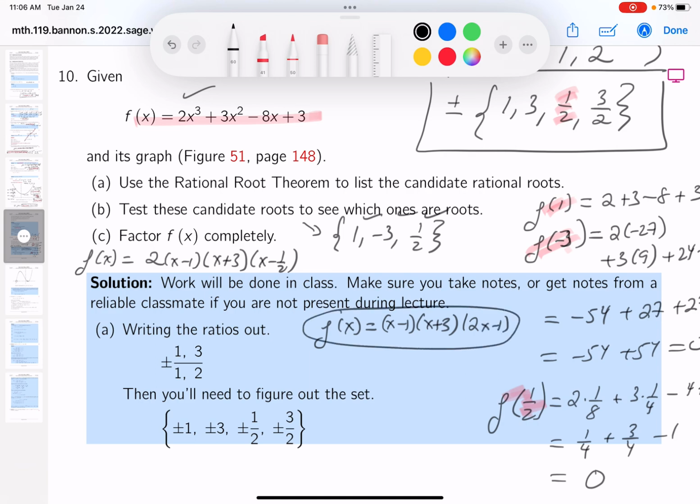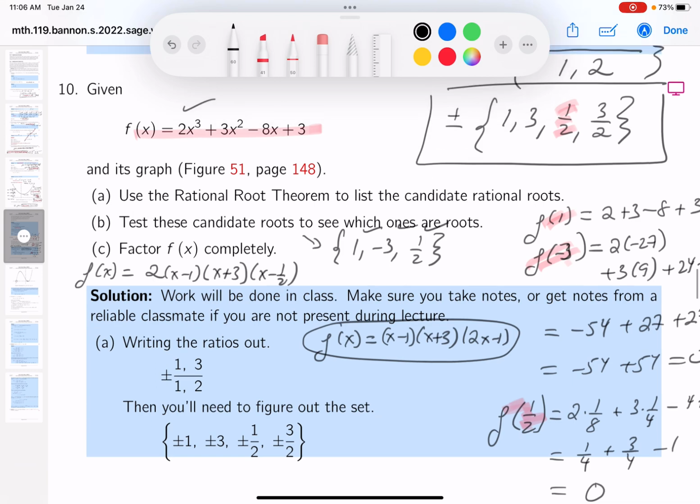Let's take a look at the key, see how we're doing. Was I able to write these down? Whoops, sorry about that. For part A, I was. They're right over here. Again, I put the plus or minus on the outside. There's actually plus or minus 1, plus or minus 3, plus or minus a half, and plus or minus 3/2 are all listed.